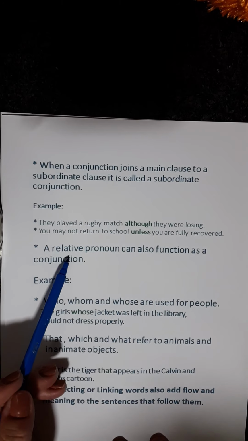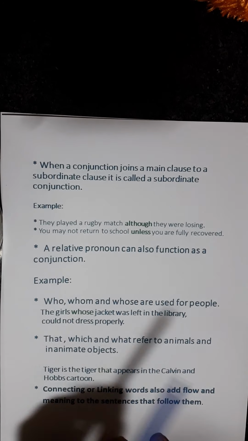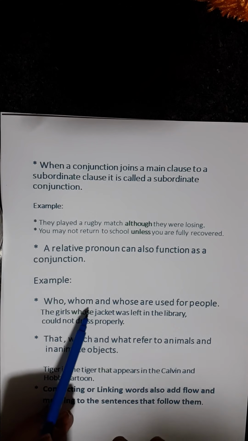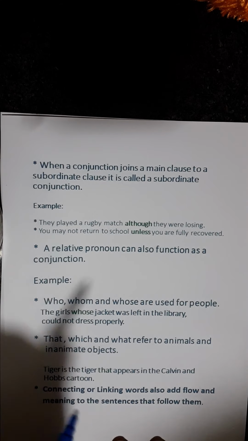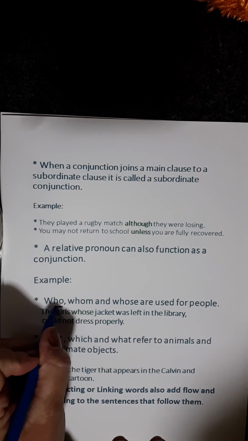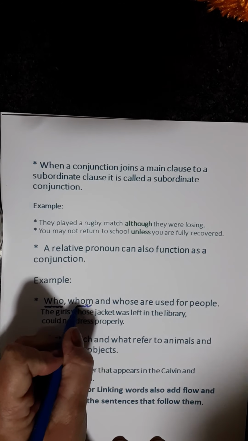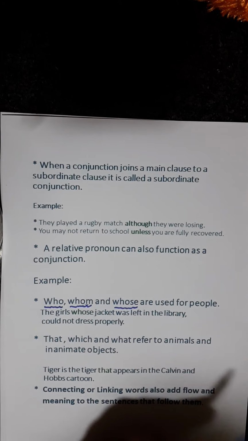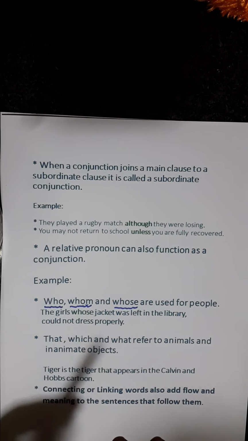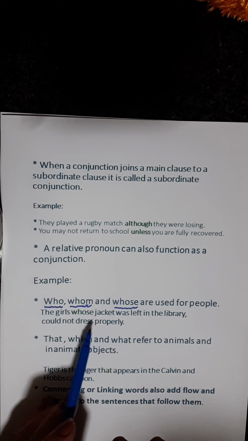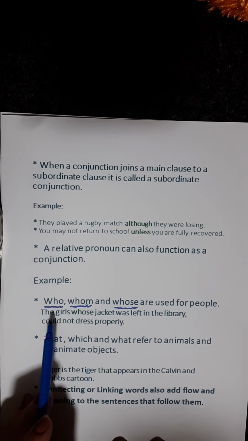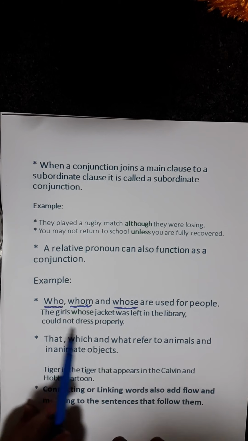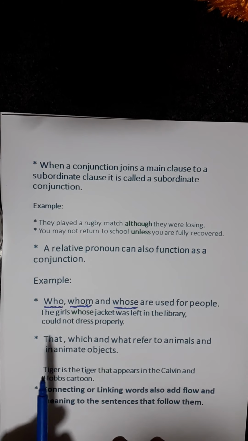Right, then a relative pronoun can also function as a conjunction. Who, whom, and whose. These three. Who, whom, and whose. They are used for people. The girl whose jacket, in Afrikaans, wie se baadjie, whose jacket, was left in the library, could not dress properly.